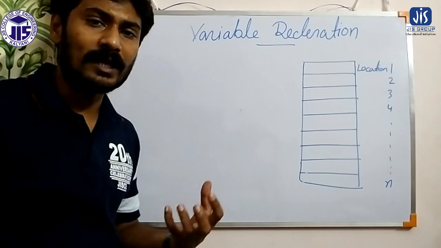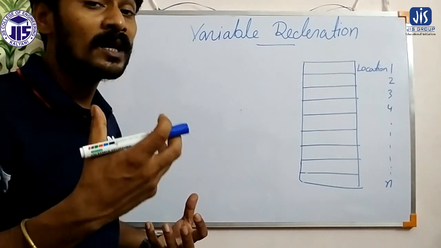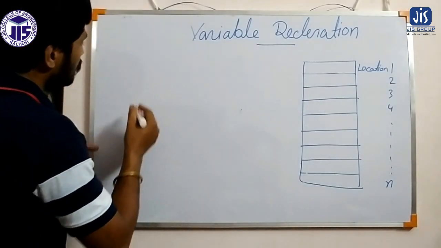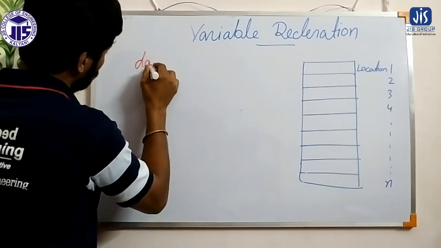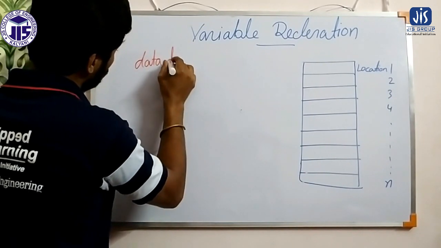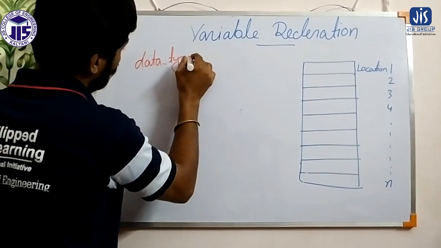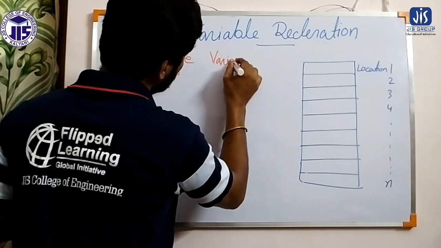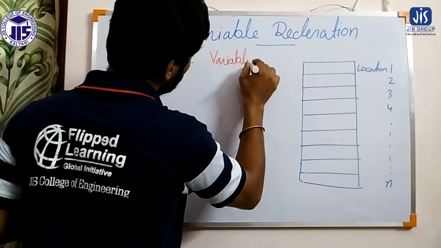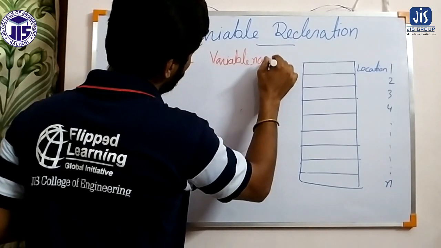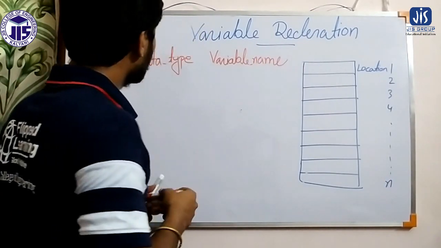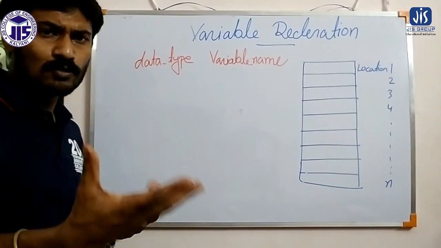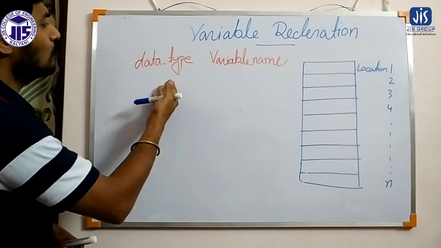Now how to declare a variable? What are the main two components while we declare the variable? The component number one is data type, and the second component is variable name. Data type means primary, derived, user defined, whatever it is. So first we have to define the data type.